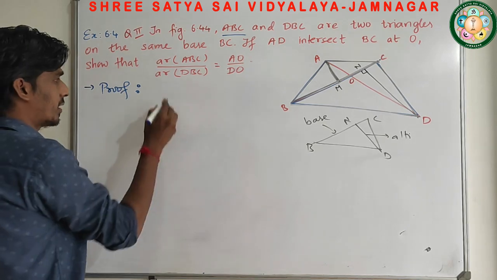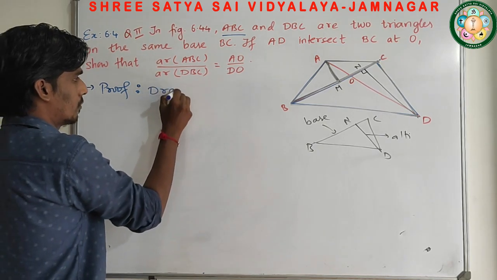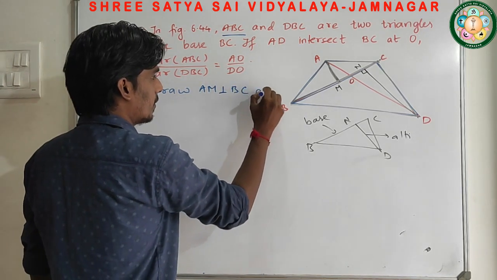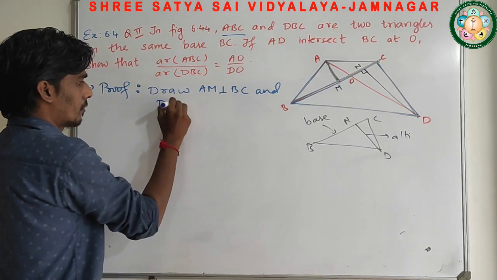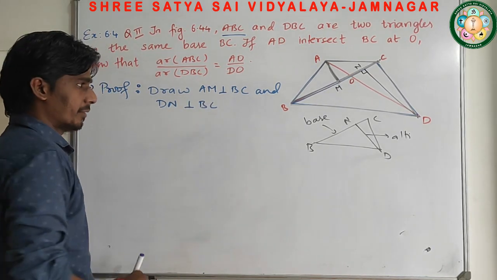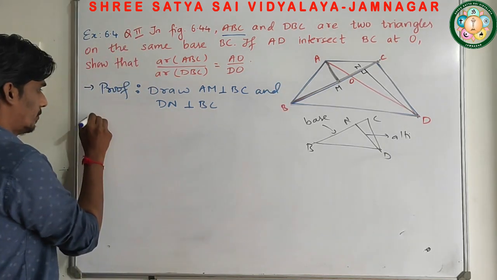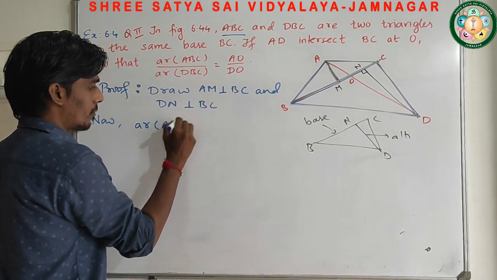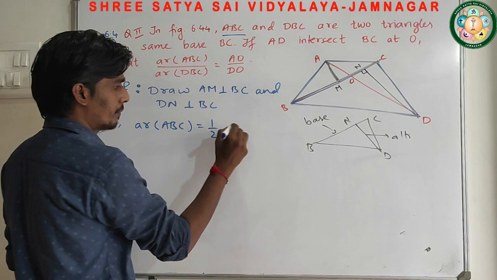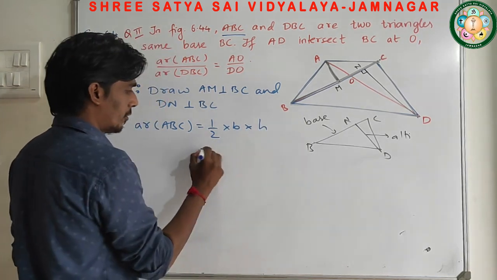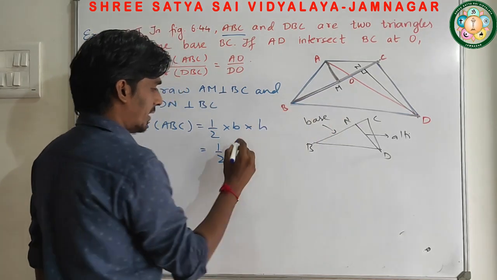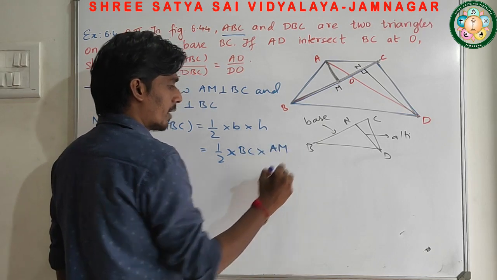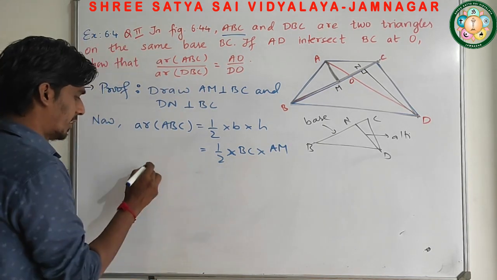First of all, we have to construct, so we can write construct or draw AM perpendicular to BC and DN perpendicular to BC. Now area of triangle ABC equals half base into height. So it's half. What is the base here? It's BC. What is its height? Height is AM.